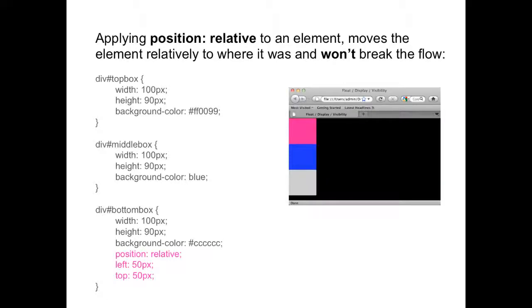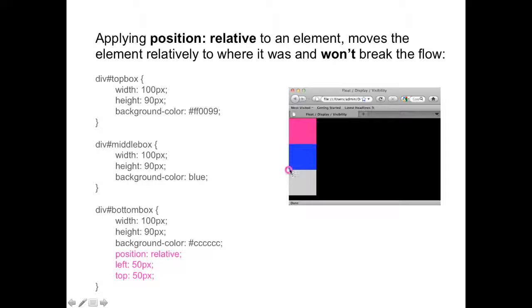Same example. Top box is the fuchsia box, middle box is the blue box, and bottom box is the gray box. If we apply a position relative to the bottom box, to the gray box, with a left and top 50 pixels, let's see how this box moves.